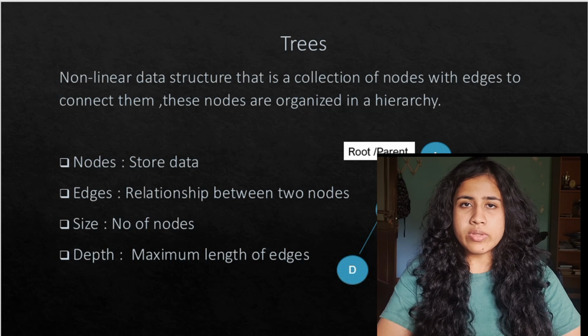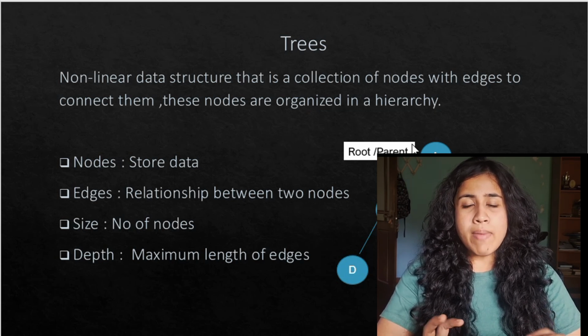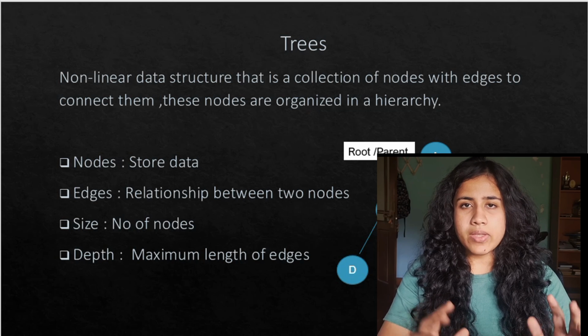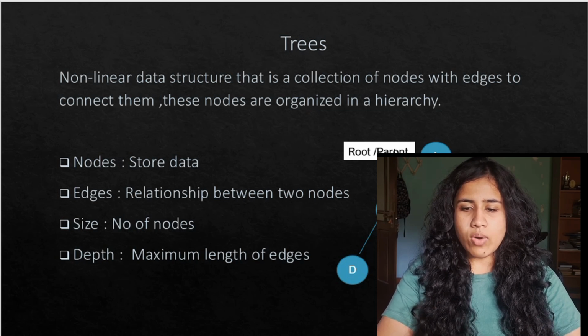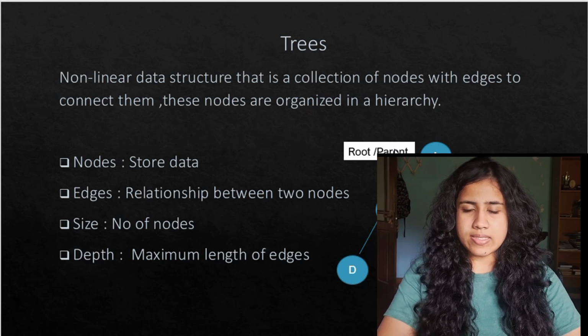And if we talk about the size of a tree, we can get the size of a tree by the number of edges in the tree. So here we have 1, 2, 3, 4, 5, 6. So the size of the tree becomes 6.